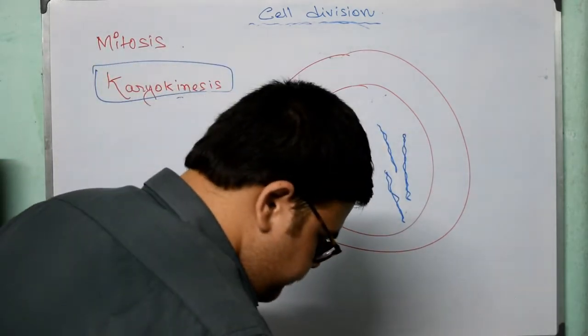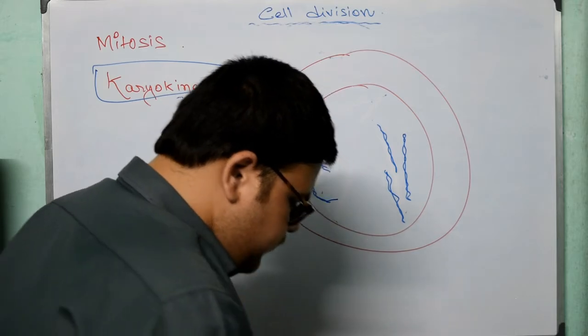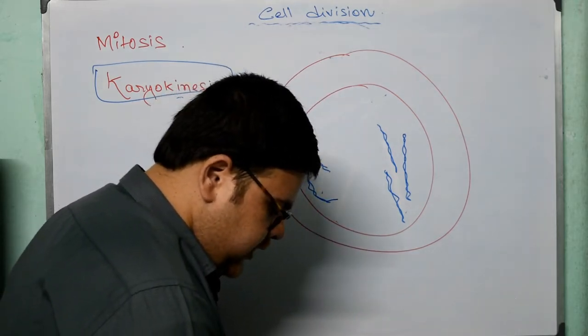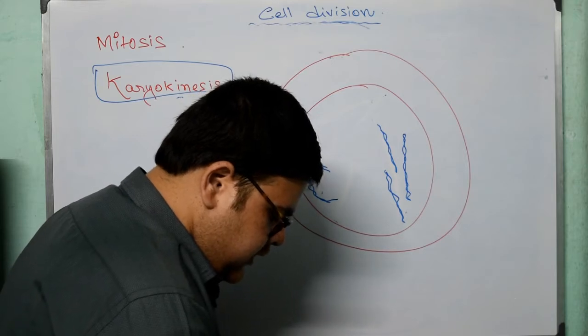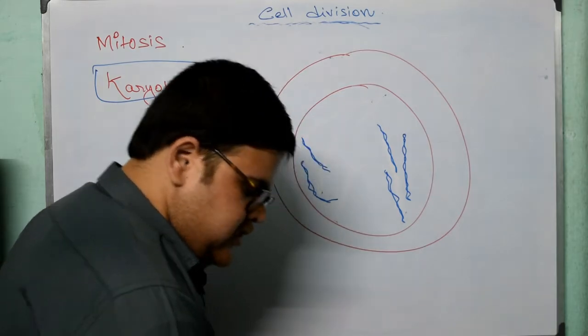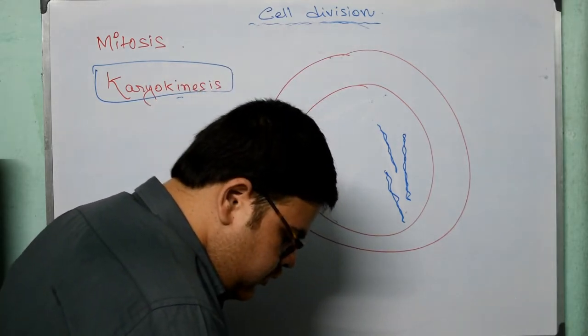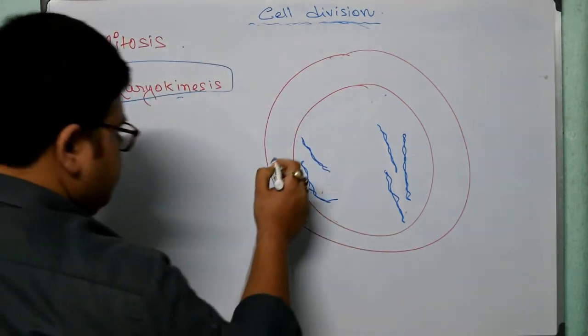Now spindle fibers appear between the daughter centrioles, forming a chromatid spindle. The nuclear membrane and the nucleus disappear. These are in prophase A and B. So what happened? Aster formation takes place.